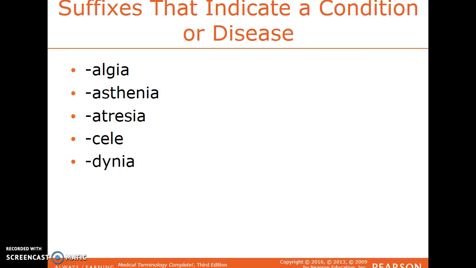Cele means hernia, swelling, or protrusion. When you add it to the word root meningo, meaning membrane, it builds the word meningocele, which is a hernia of the meninges of the brain or the spinal column that protrudes through an abnormal opening in the skull or spinal column. Dynia means pain, just like algia. Sometimes they're used interchangeably. Sometimes they kind of go with specific body systems. So tenodynia would be pain in a tendon.